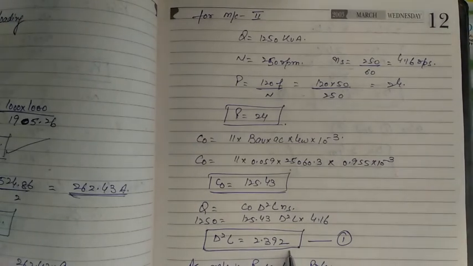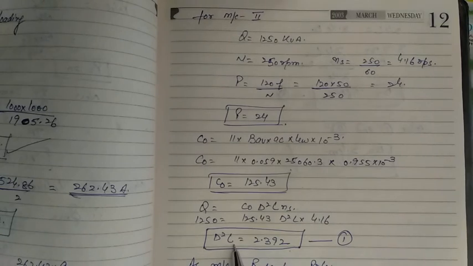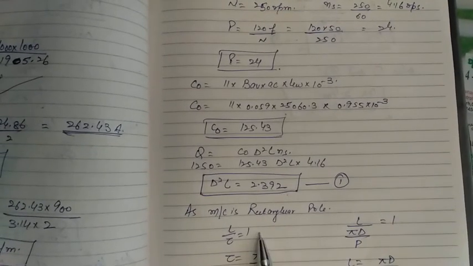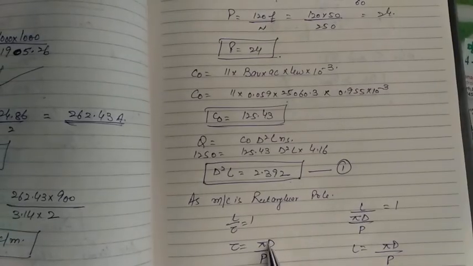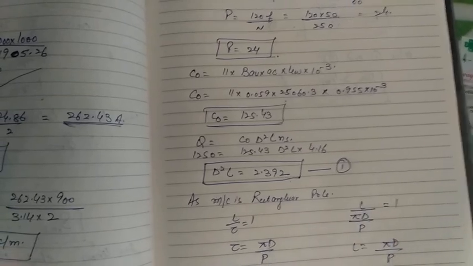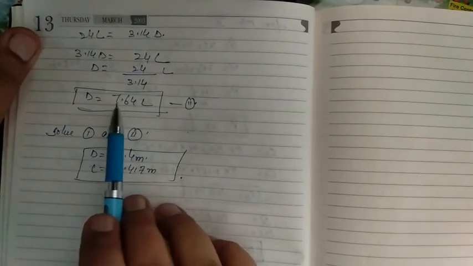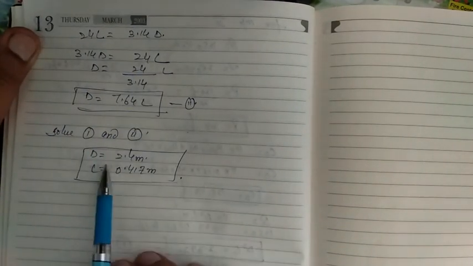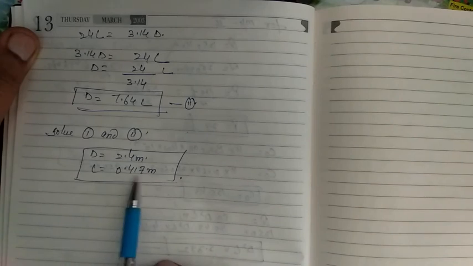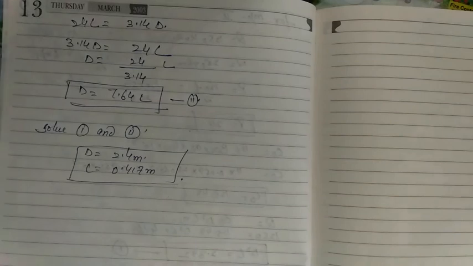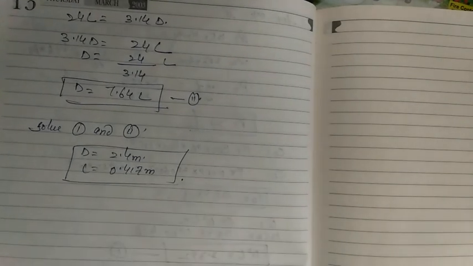Now we have to separate this D and L. In that case, we are given that the machine has rectangular poles. For rectangular poles, the relation is L by tau equal to 1, and moreover tau is equal to pi D upon P. I can substitute these values in the above equation, and when we substitute these values, you get D equal to 7.64 and L equal to 0.417. So from this we can calculate the main dimensions of machine 2 from machine 1.